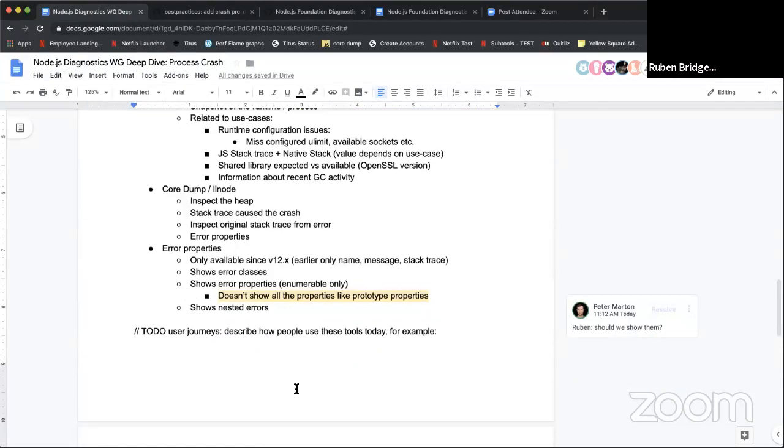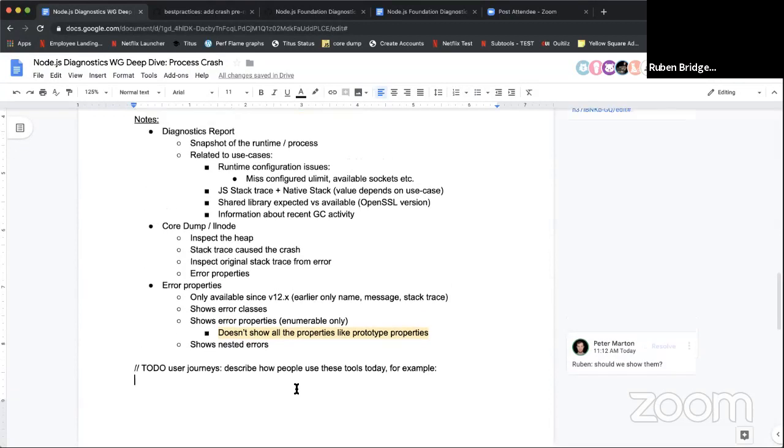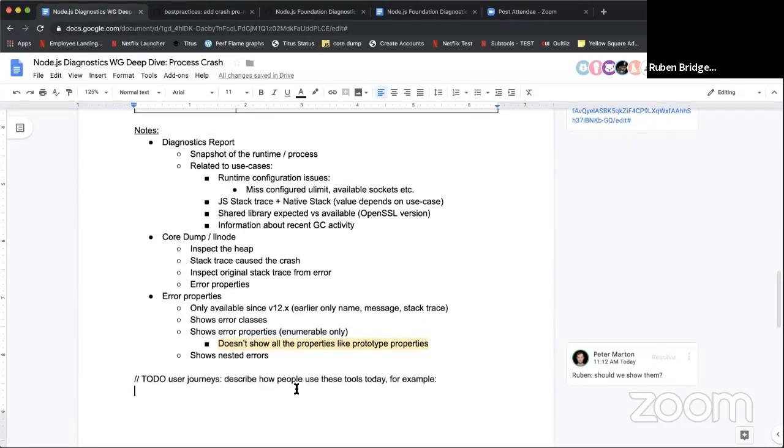Yeah. So until recently, when you crashed, we only inspected the error on the C++ side, and we didn't use util inspect on it. Now we actually use util inspect to inspect the error and then print that on the terminal when crashing. That's why we get the error properties now. Right. And the reason why we don't get the other ones you're thinking about is just because inspect doesn't show those, right? Yes.